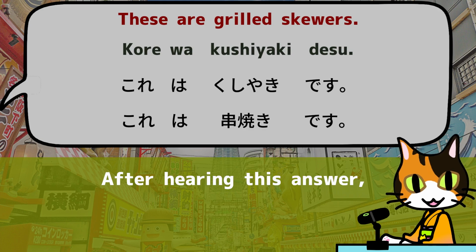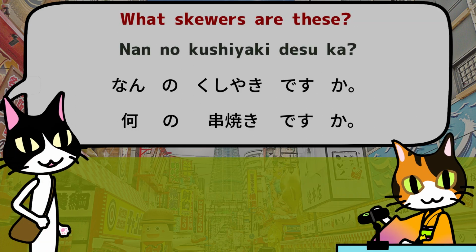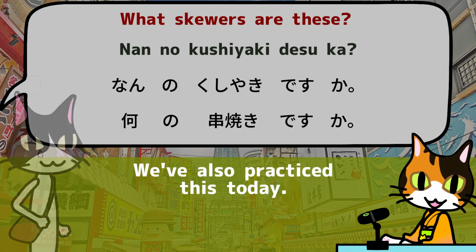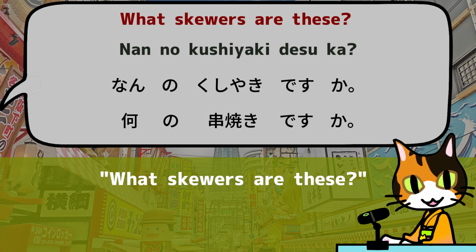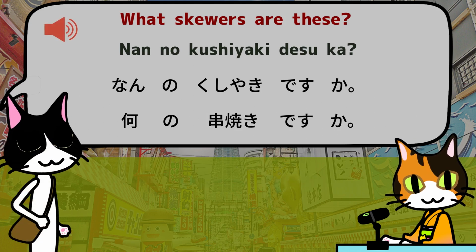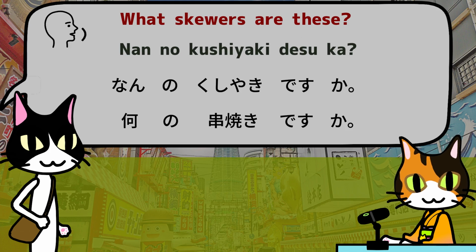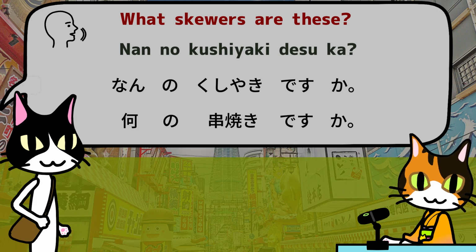After hearing this answer, the tourist asks the following question. 何の串焼きですか? We've also practiced this today. He's asking, what skewers are these? Let's practice. 何の串焼きですか?